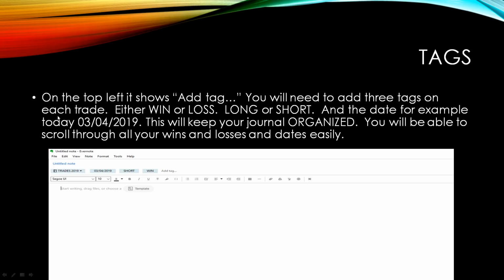Tags. On the top left, it shows add tag, right in here, you guys. You will need to add 3 tags on each trade: either win or loss, long or short, and the date. For example, today was, for him, 3/4/2019. This will keep your journal organized. You will be able to scroll through all your wins and losses and dates easily.